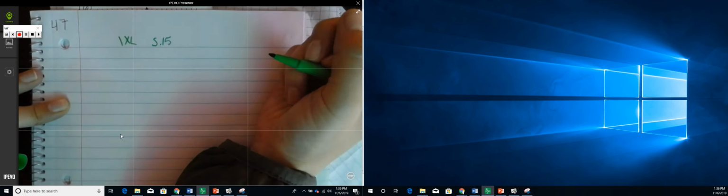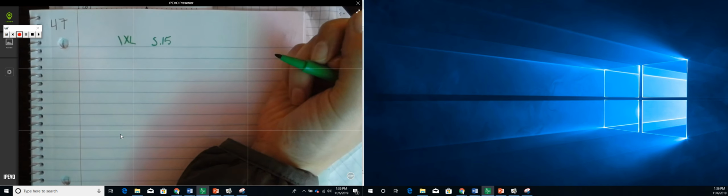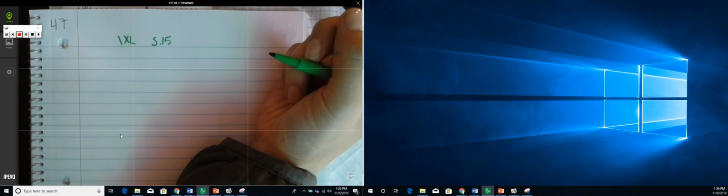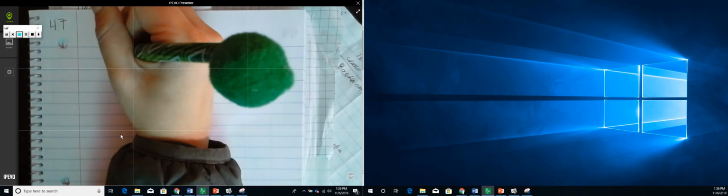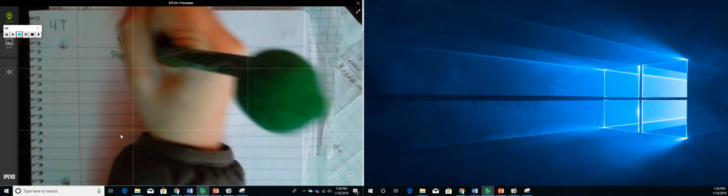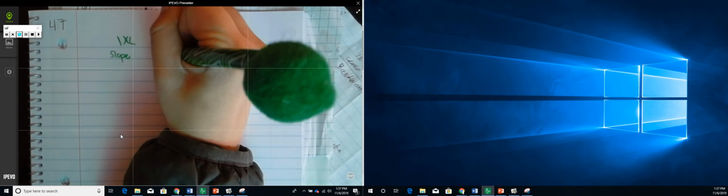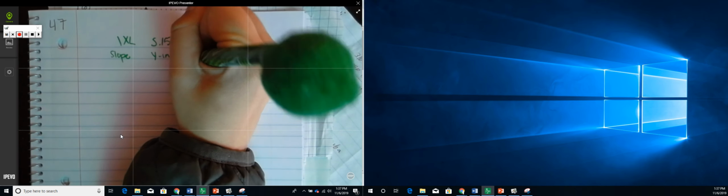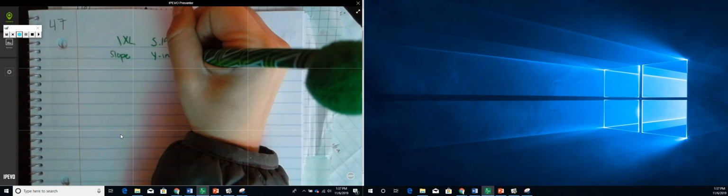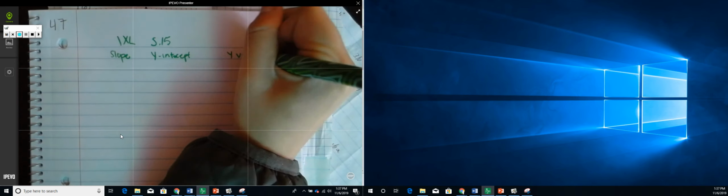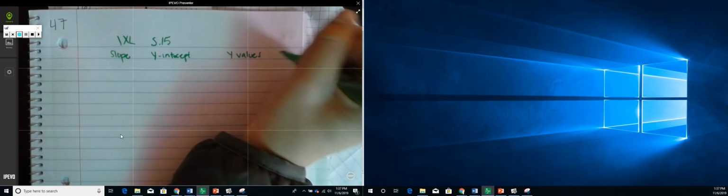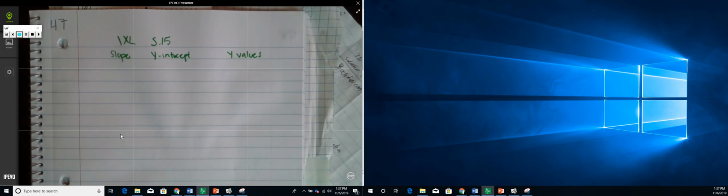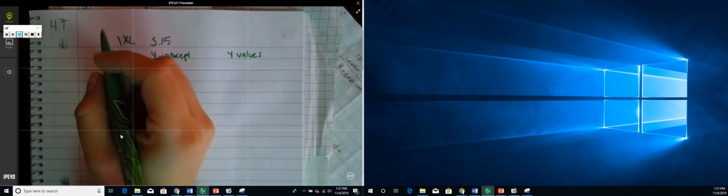And basically we're comparing y-intercepts, y values, slopes. Okay? So it's going to ask you to get the slope. It's going to ask you to get the y-intercept. And then y values. So those are the three things it's going to ask you to do on this. So first, slope.